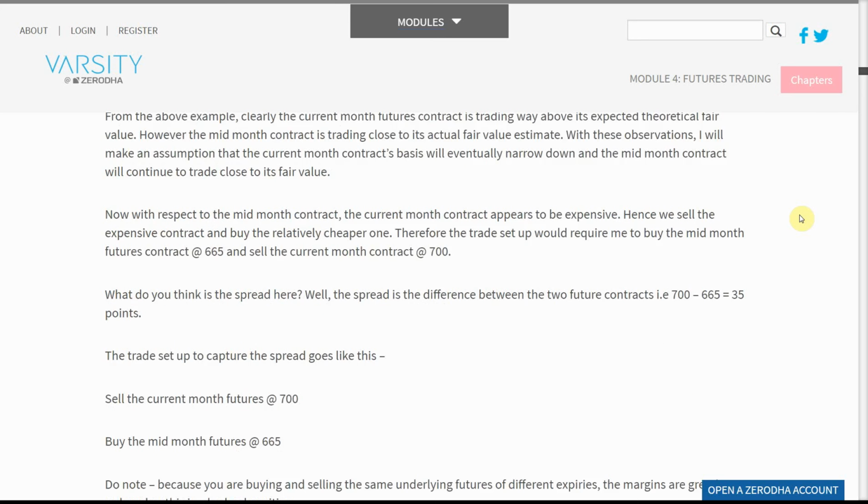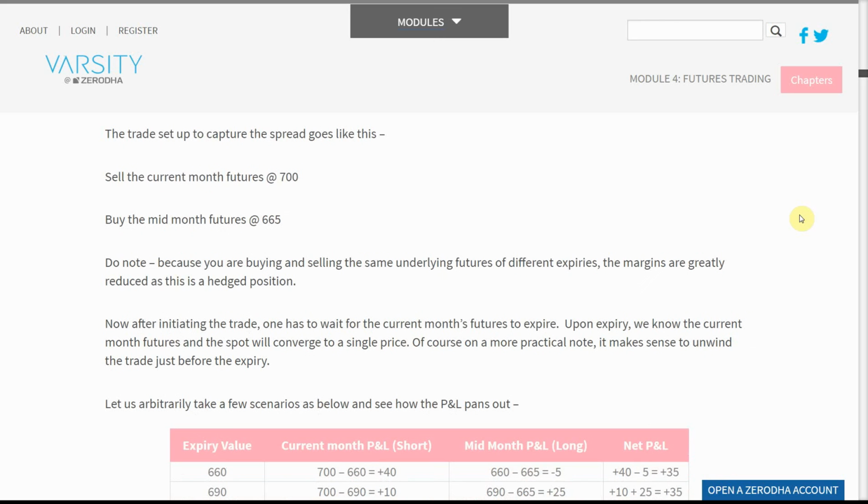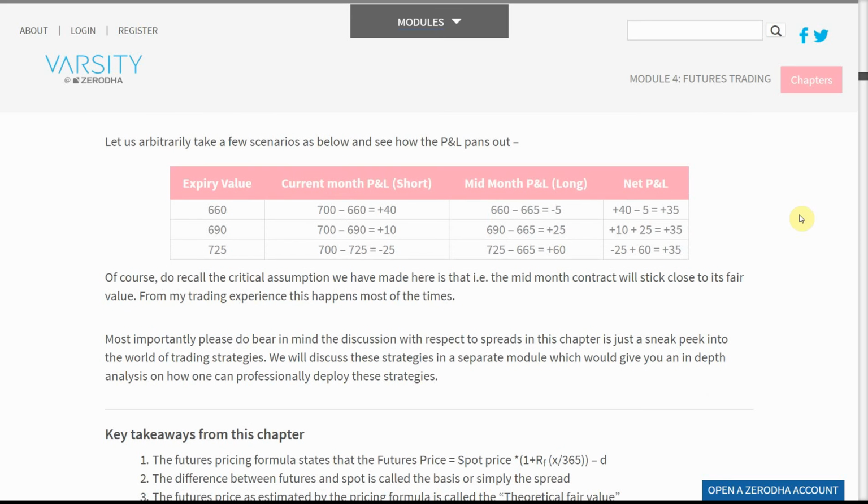The trade setup to capture the spread goes like this. Sell the current month futures at 700. Buy the mid-month futures at 665. Do note, because you are buying and selling the same underlying futures of different expiries, the margins are greatly reduced as this is a hedged position. Now, after initiating the trade, one has to wait for the current month's futures to expire. Upon expiry, we know the current month futures and the spot will converge to a single price. Of course, on a more practical note, it makes sense to unwind the trade just before the expiry. Let us arbitrarily take a few scenarios as below and see how the P&L pans out.